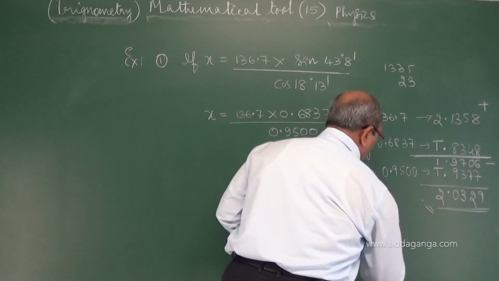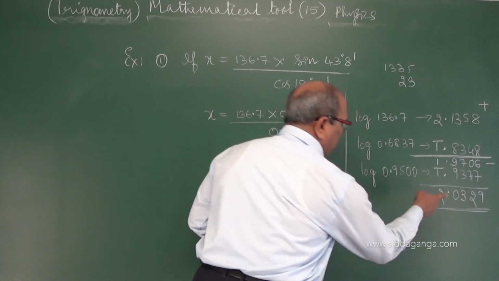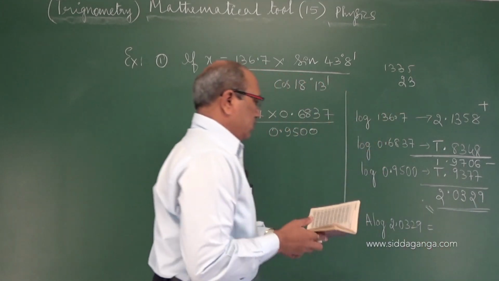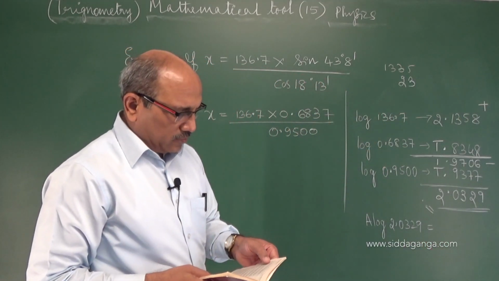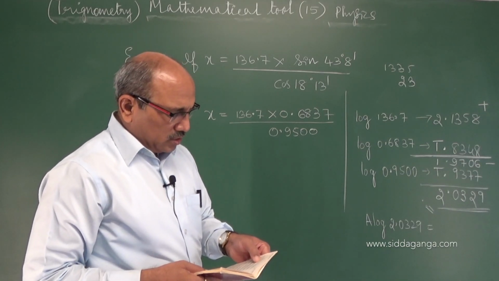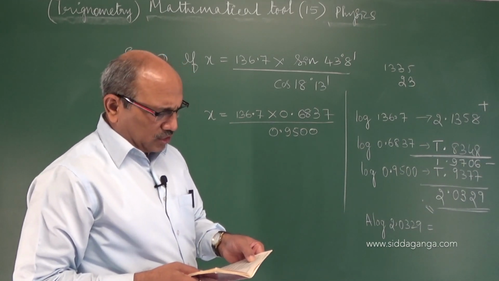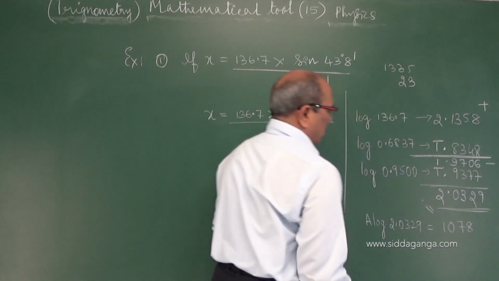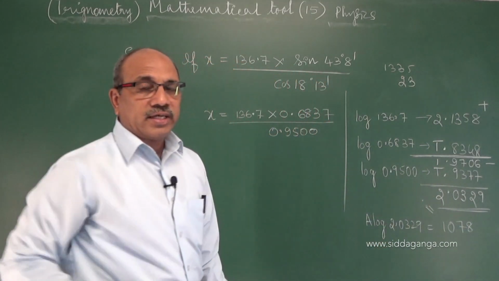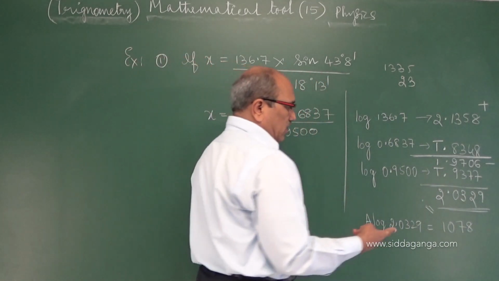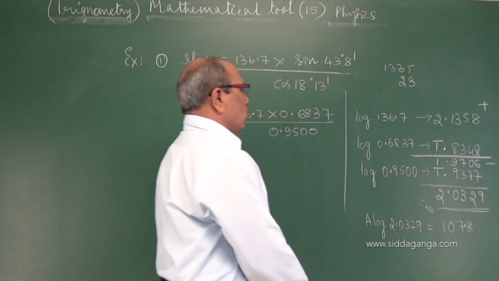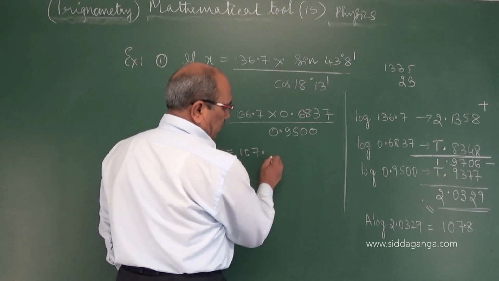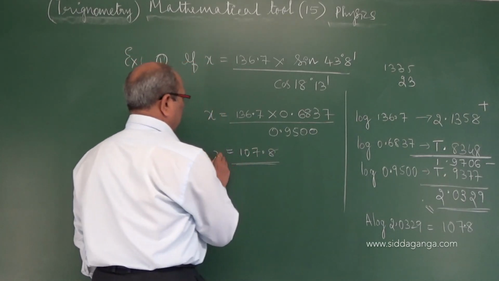When you are seeing the anti-log, it is only for the mantissa part, the fraction part, 0329. 032 is 1076 plus 2, 1078. How many digits, what is the characteristic value? 2, so it increases by 1. The answer is 107.8. This is the final answer.